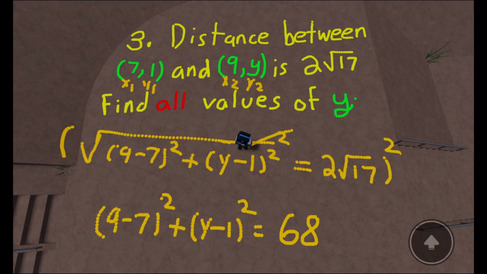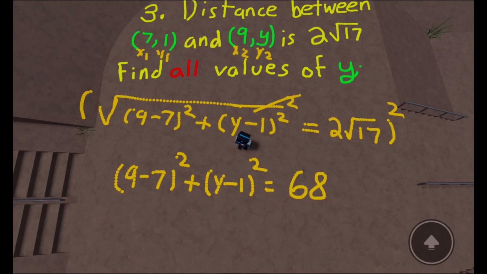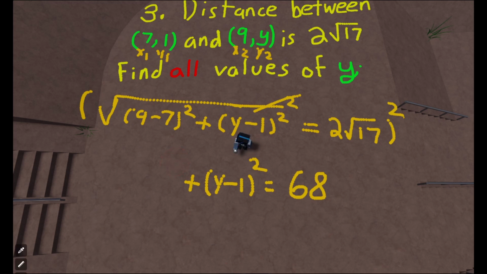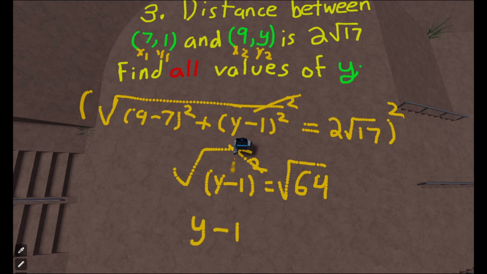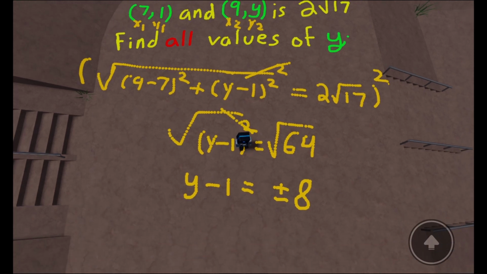Let's continue solving for y. I know that 9 minus 7 is just 2, and 2 squared is just 4. So this is just 4. Let's just subtract 4 from both sides. And if you do that, you'll get y minus 1 squared is equal to 64. Now take the square root of both sides again. That'll eliminate the square here and leave us with y minus 1. And the square root of 64 is, be careful now, plus or minus 8. It could be either of those, so don't just restrict yourself to the positive solution here. And to solve for y, just add 1 to both sides.